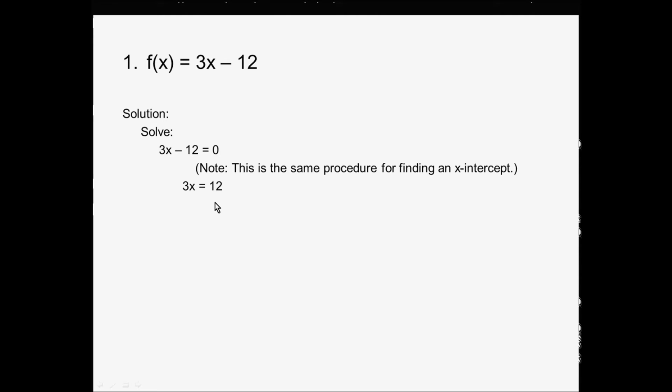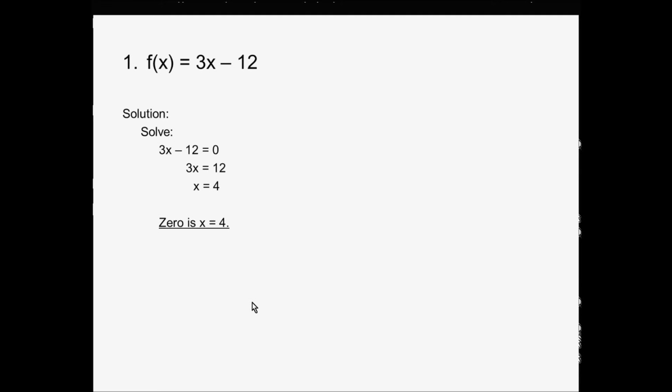Now, add 12 to both sides. Divide by 3. You get x is 4. The 0 is x equals 4. Don't put any decorations around it. It's the number 4. So finding the zeros, finding the x-intercepts, it's the same thing.